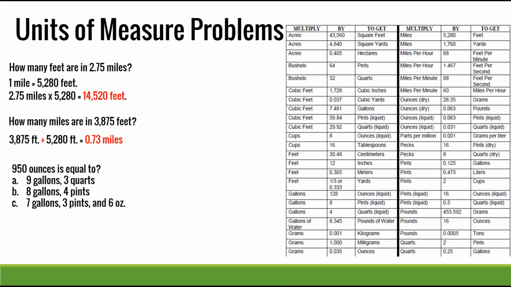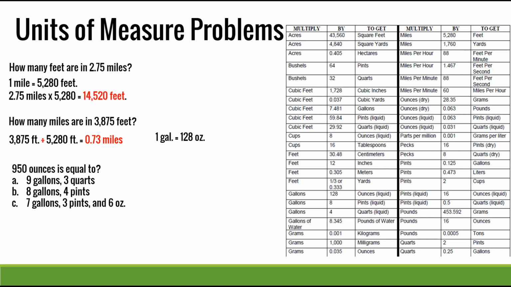950 ounces is equal to A, 9 gallons and 3 quarts, B, 8 gallons and 4 pints, or C, 7 gallons, 3 pints, and 6 ounces. When you are faced with a multiple choice question like this, I like to begin with the answer A and work down until I get a correct answer.